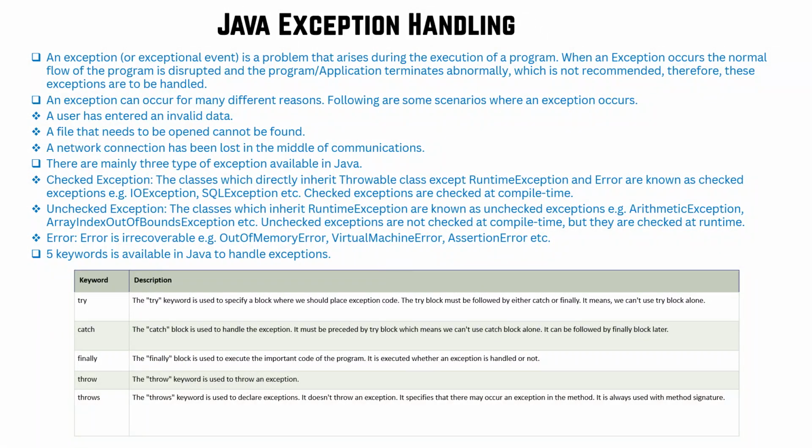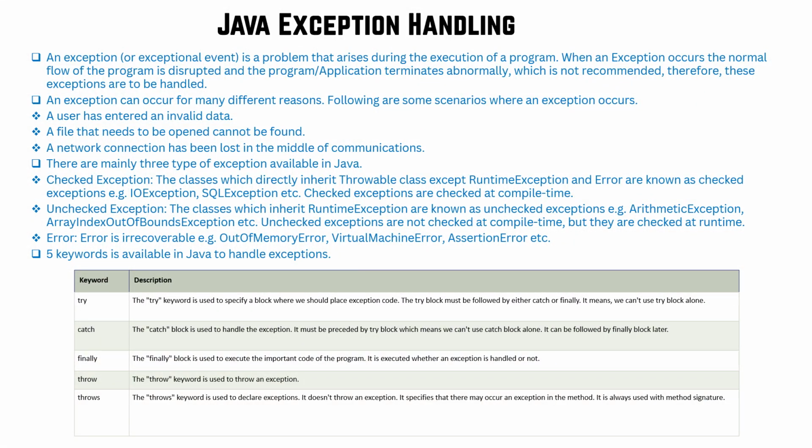Unchecked exceptions will not show up while saving the code. Only when we're running the code will they come up, like array index out of bound, string index out of bound, or maybe an arithmetic exception. These will come only when we're running the code. Logic will be checked during execution only.